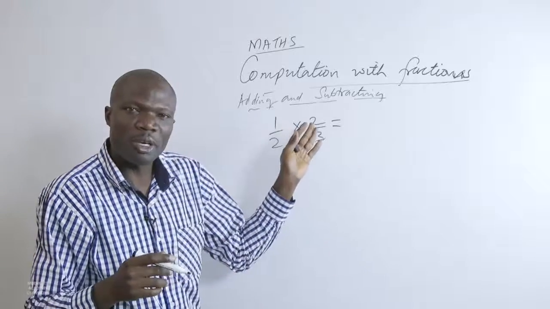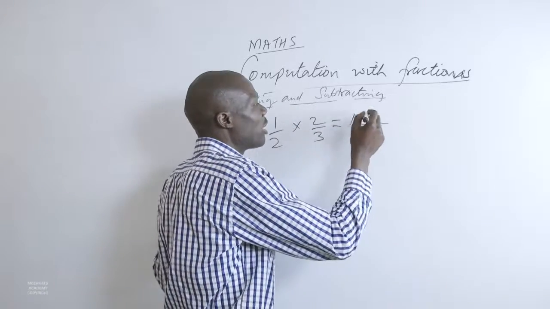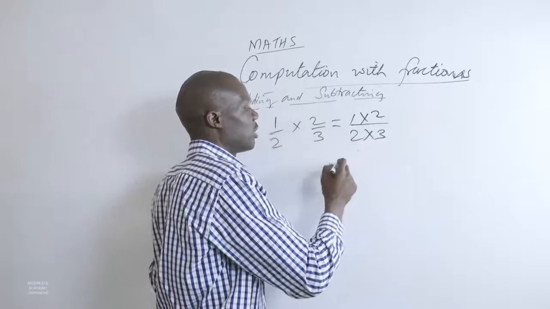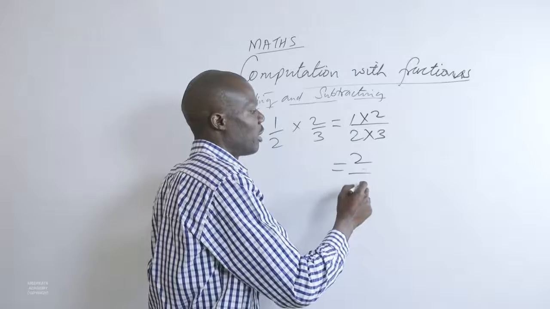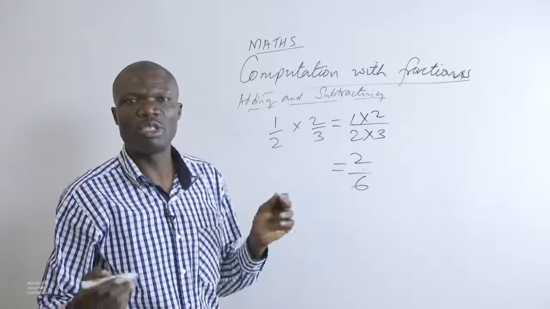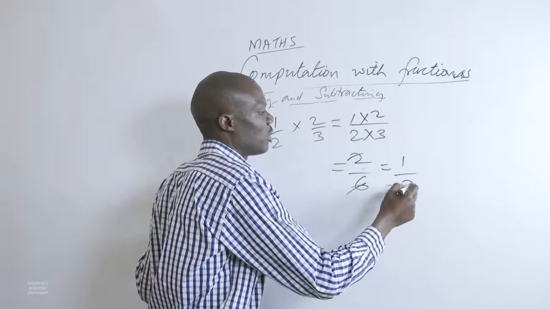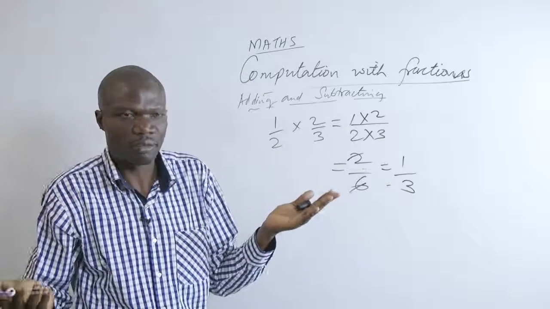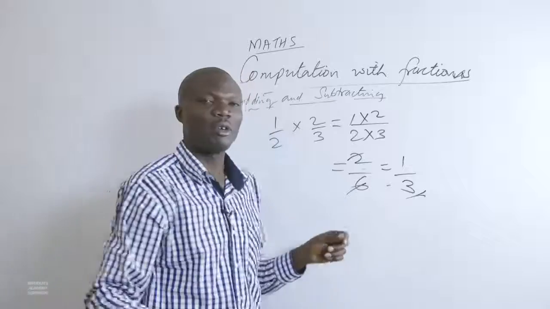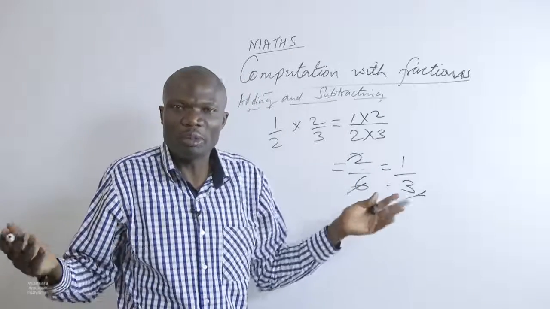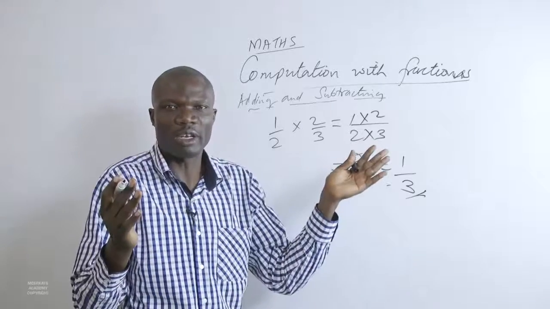So multiply the numerators together. This is the same as 1 times 2 over 2 times 3. This one gives us 2 over 6. You simplify. By 2 here is 1. By 2 here is what? 3. There you are. So it doesn't matter whether the denominators are the same or not. We go ahead, we multiply them, we simplify them, we are done.